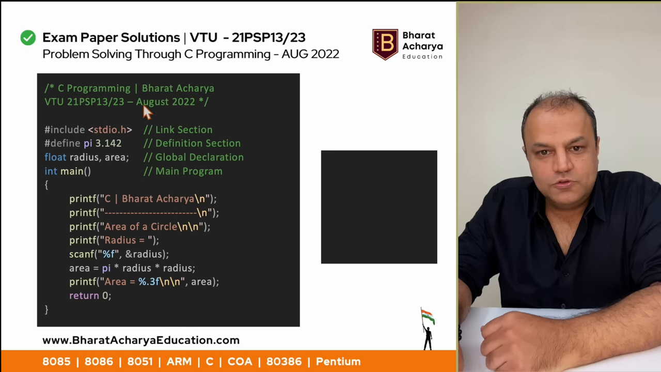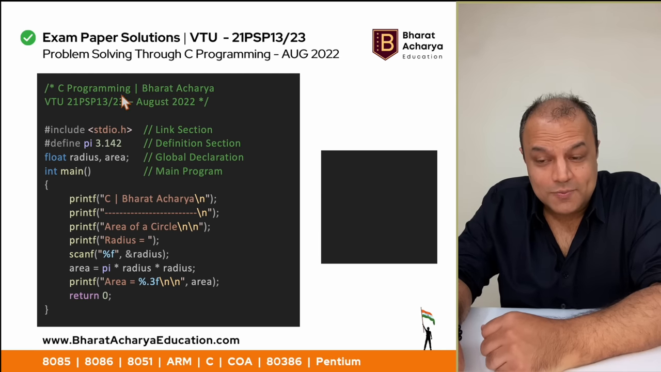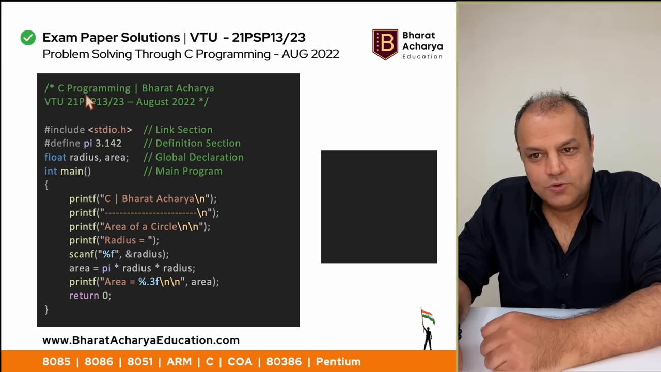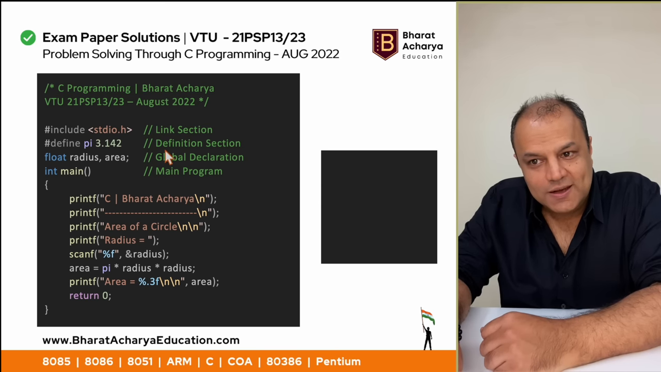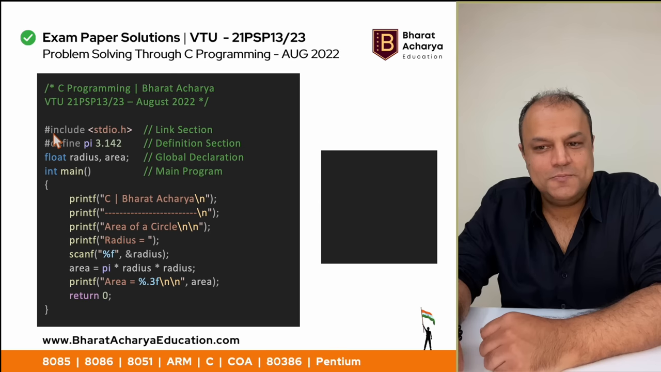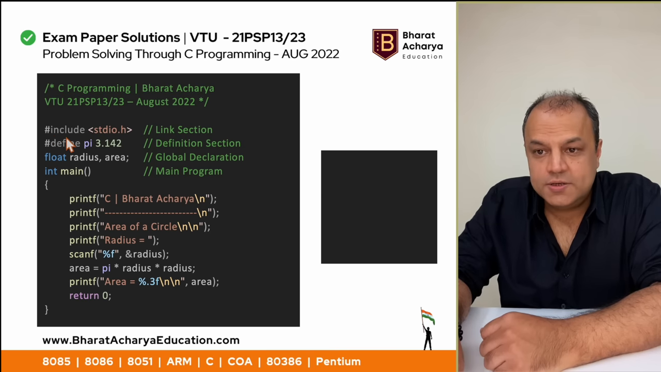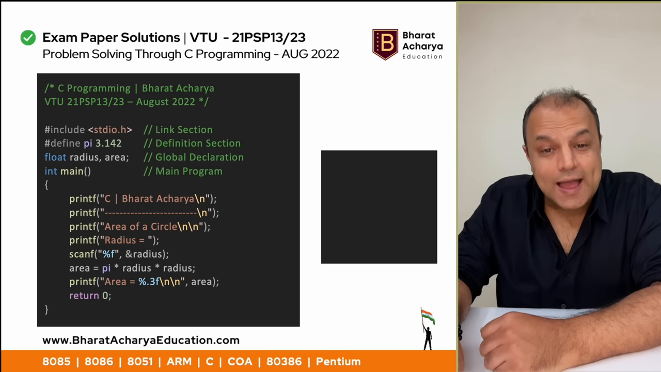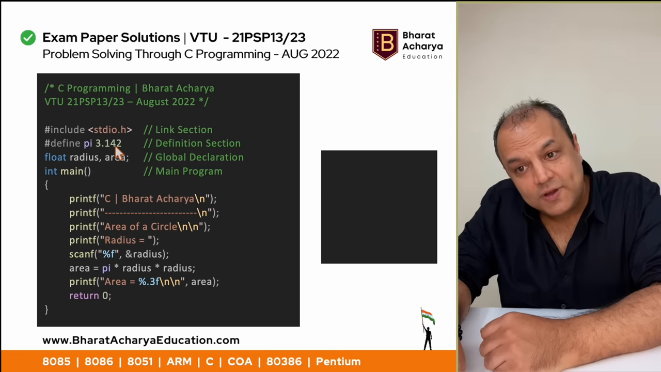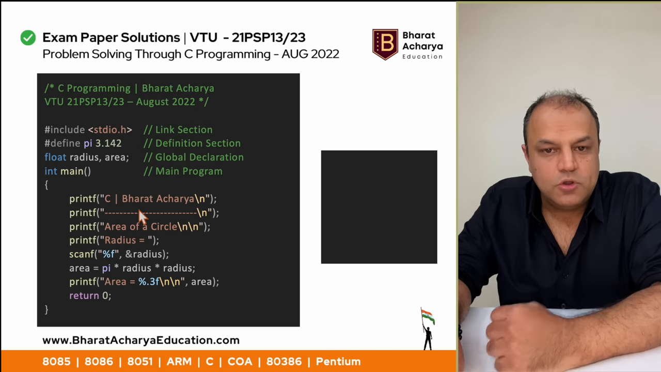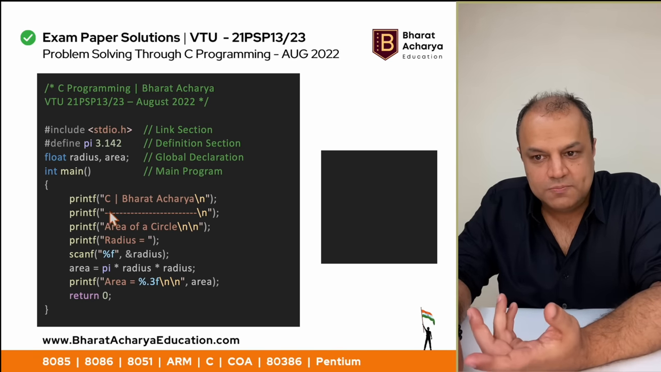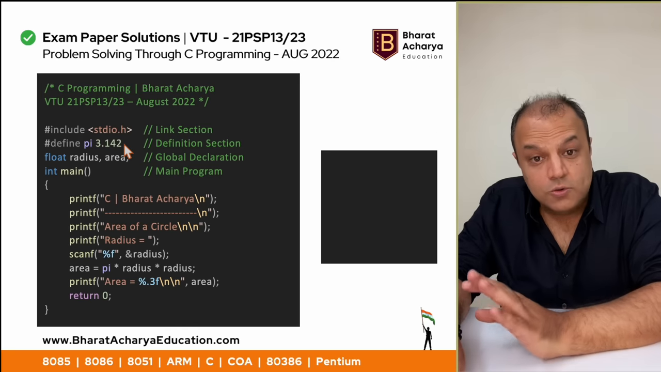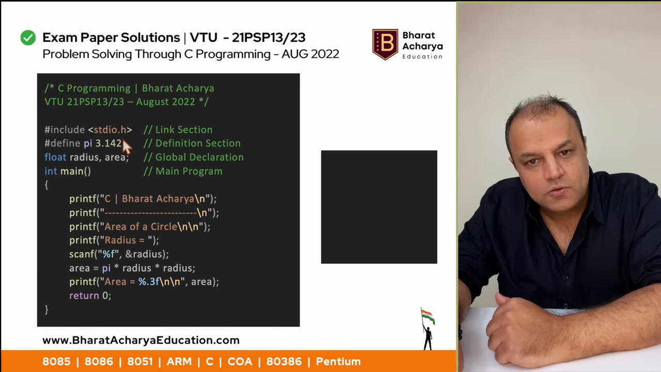Now, that was your description where you write your comments. You have multi-line comments, you have single-line comments, and you can write single-line comments at various places. Now, your link section where you are doing hash include. The only file I'm including is standard IO because I'm not using any other function. I'm just using printf and scanf. So standard IO will do the job for me. So this is how you write it.